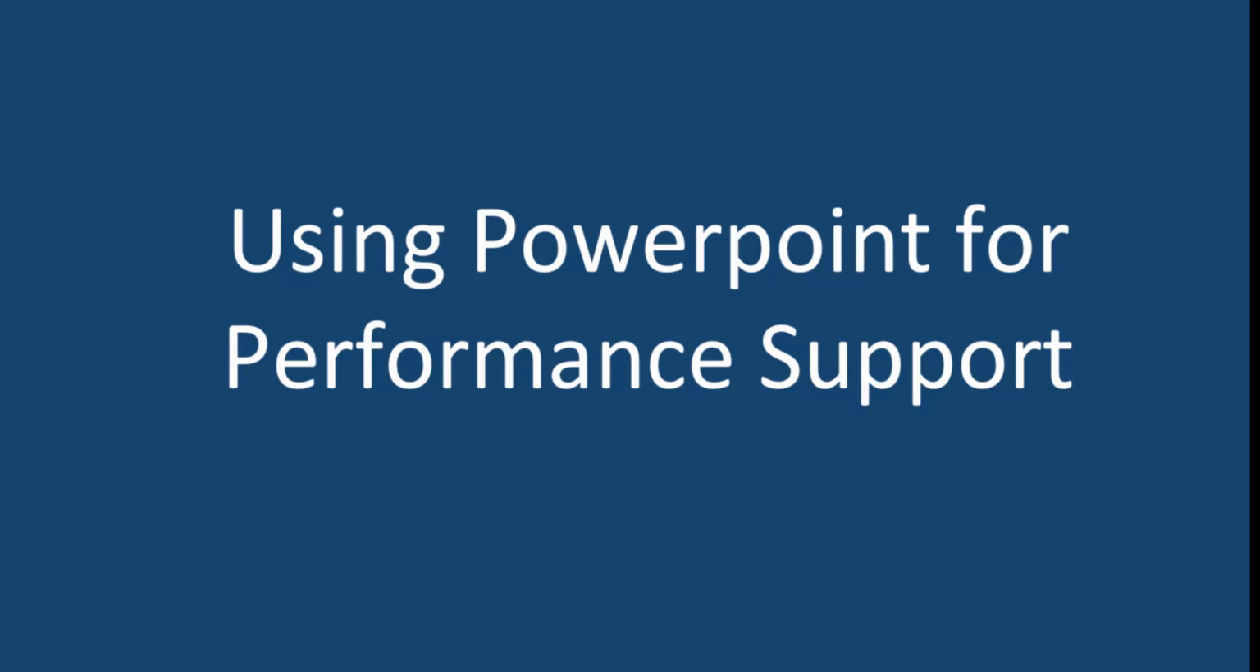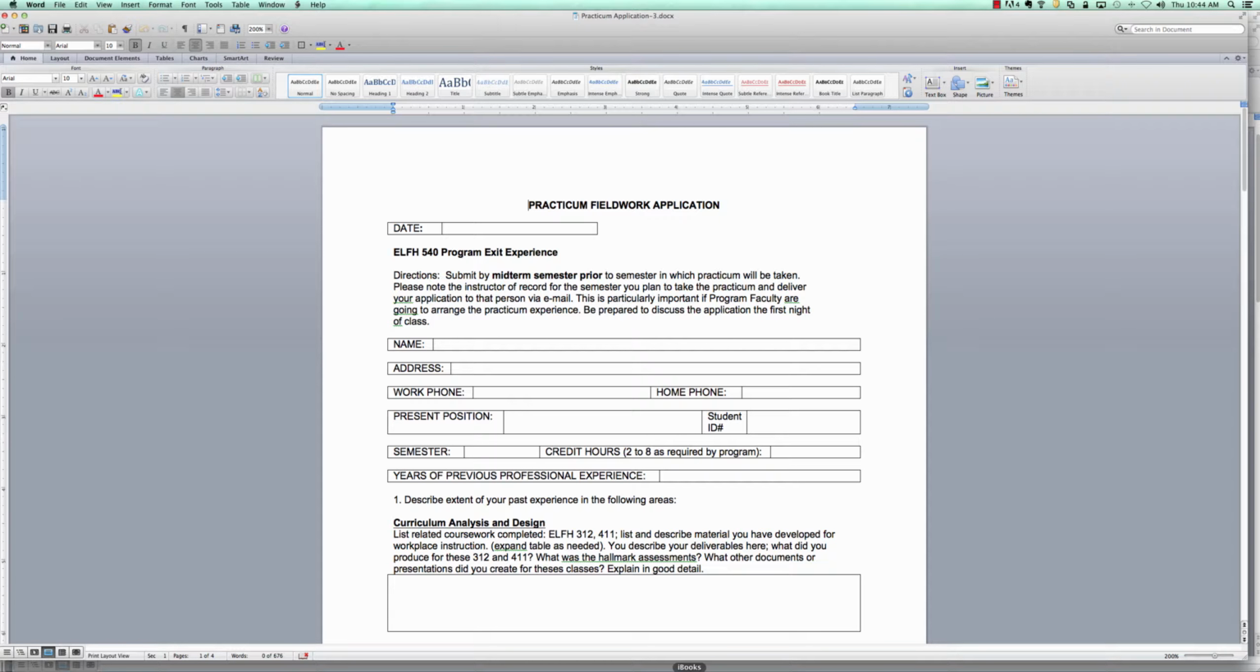I'm going to go to a Word document that I have pulled up. And this is what we're going to demonstrate with some text boxes. So as you'll see, this is the practicum fieldwork application, and this is actually a document that will be due in the semester prior to you taking 540. Many of you, that's going to be next semester. So what I've done is simply did a screen capture of just the top of this form. A lot of ways to do that.